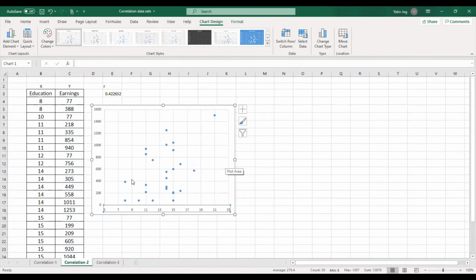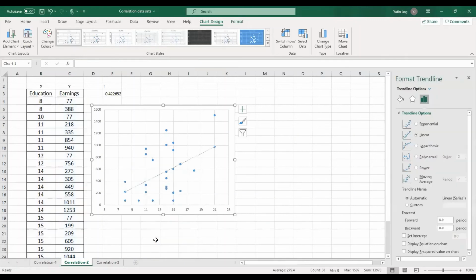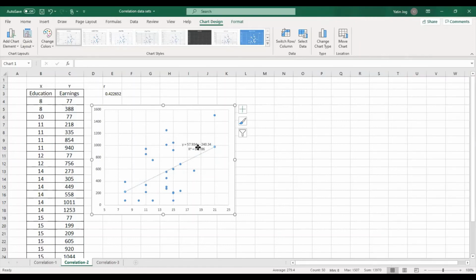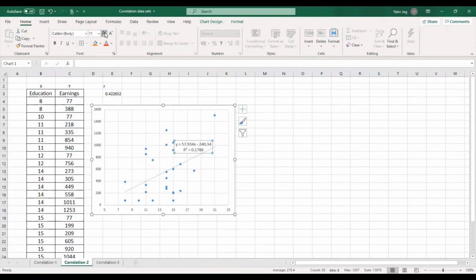From the scatter diagram also you can say that there is not a good relationship between these two variables. The spread of the data points is large. So now I'll select the data points and try to draw the trend line. Add trend line. I'll display the equation on the chart and the R square value both. So this is my equation of the line and the R square value.